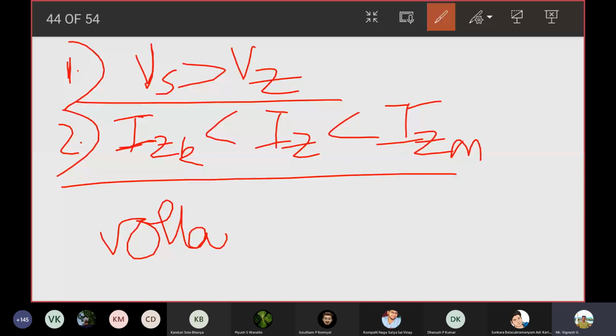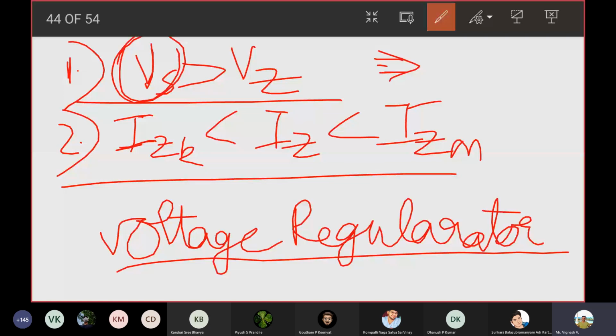Why is it called a voltage regulator? Because irrespective of the source voltage that you give at the input side, if the condition Vs is greater than Vz holds, you will end up getting the output voltage equal to Vz. Vout will always be Vz if Vs is greater than Vz.